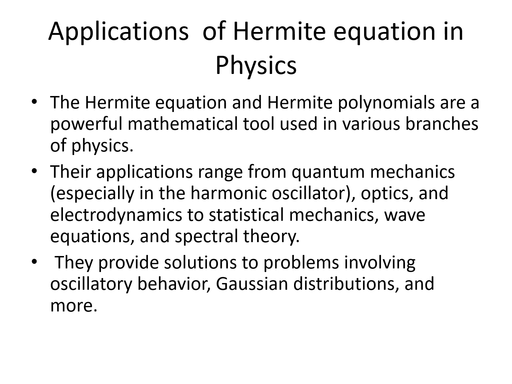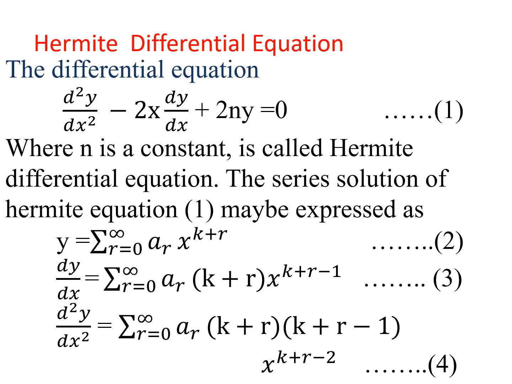The applications of Hermite equations in physics. Hermite equations and Hermite polynomials are a powerful mathematical tool used in various branches of physics. Their applications range from quantum mechanics, especially in the harmonic oscillator, optics, and electrodynamics, to statistical mechanics, wave equations, and spectral theory. They provide solutions to problems involving oscillatory behavior, Gaussian distributions, and more.